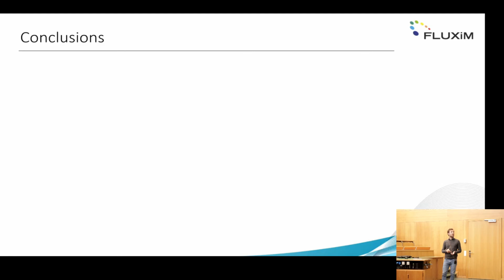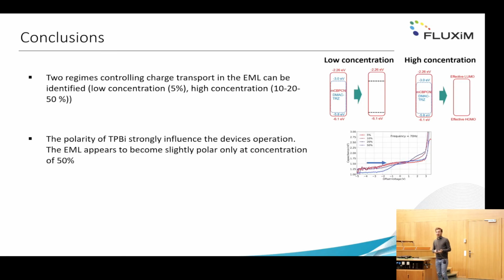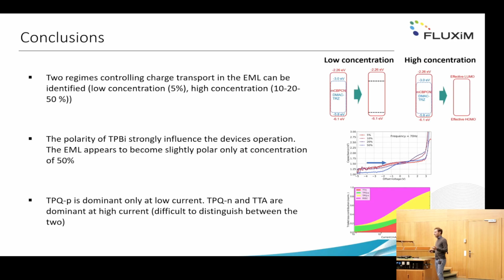So the conclusions. So we saw that we can identify these two transport regimes with the 5% and the other concentrations, identifying these low and high concentration regimes. We found a change in polarity with different concentration. We said that with low concentration we don't have a strong polarity of the EML, but then when we increase the concentration, the polarity also increases. And then we were also able to understand the effect of TPQ from electrons and holes, at low current densities and high current densities, and correlation, and so on.